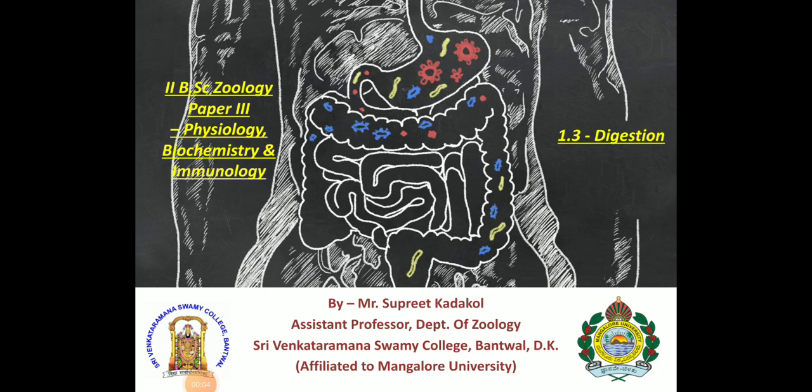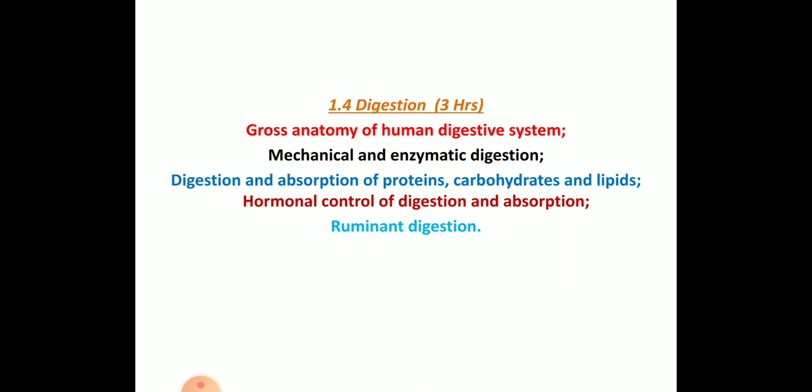Today we'll be discussing the chapter digestion. Under that, mainly we'll be studying the absorption of proteins, carbohydrates, lipids and hormonal control of the digestion and absorption. As in our previous classes, we have already discussed the different types of enzymes and the gross anatomy of the digestive system including glands and organs.